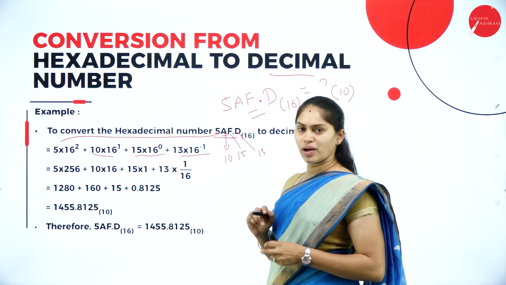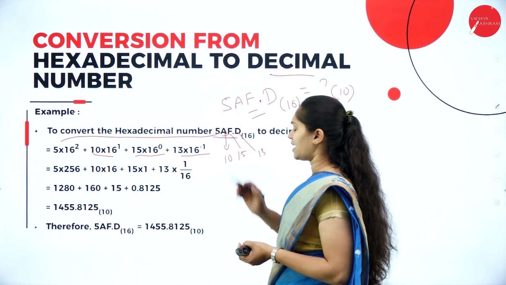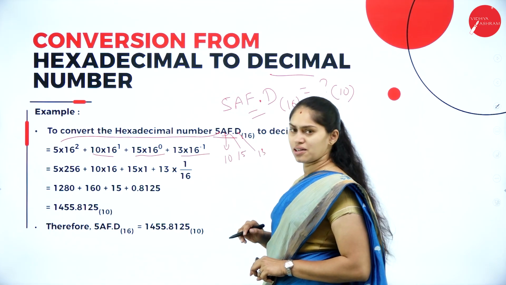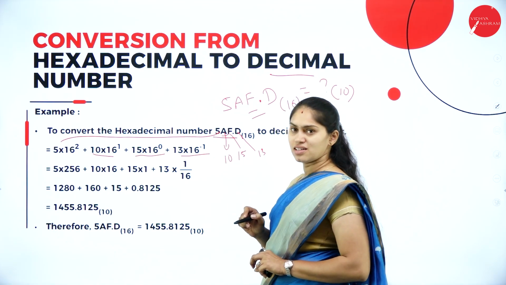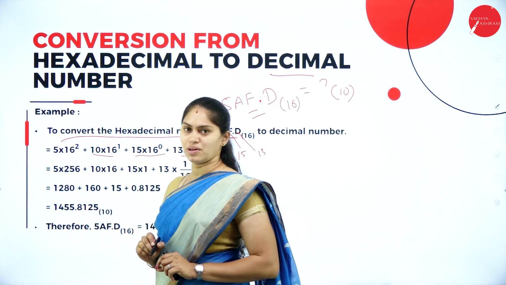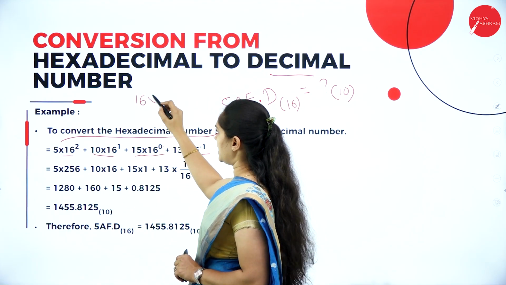Whatever digits are on the left side of the hexadecimal point, we have to give a positive weightage, and those at the right side of the point, we have to give a negative weightage. For this D, that is 13 into 16, it will become power -1. For the others, 16 power 0, 16 power 1 and 16 power 2. 5 into 16 power 2, that means 16 into 16.